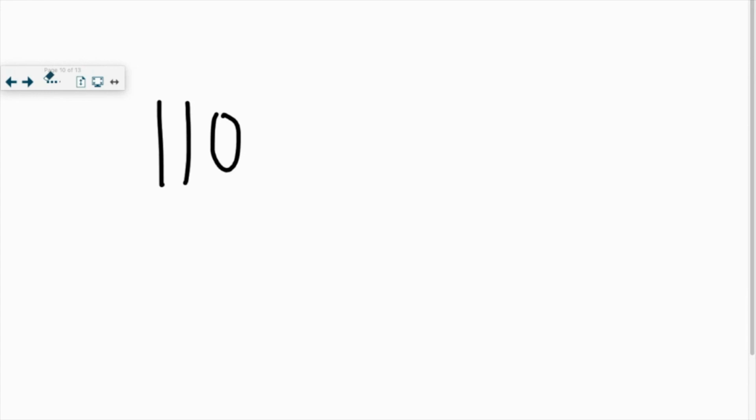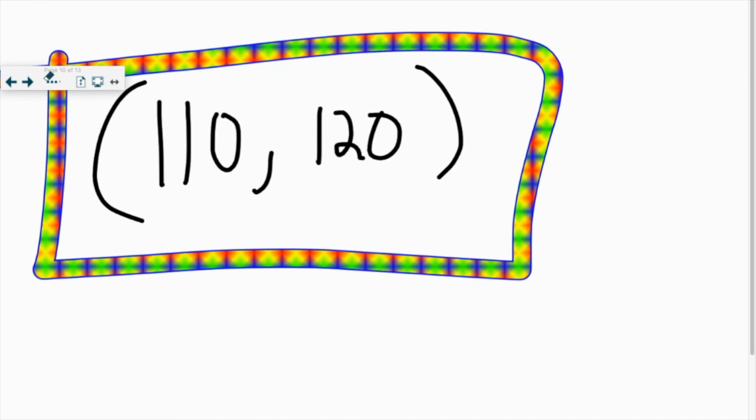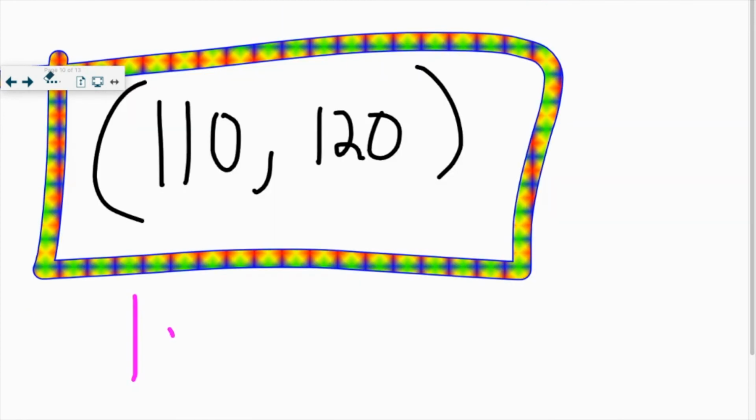So now a lot of times we're going to come over here and you're going to want to just say 110 and 120, and you want to box it up, woo, and say final answer. But remember, when we go back to that equation, it said to write and solve a system of equations to find the number of calories in 1 cup of cereal without milk, or with 0 cups of milk. So what we're actually looking for is an equation that looks something kind of like this. 1 cup of cereal, 1x, plus 0 cups of milk. We want to know what that equals.